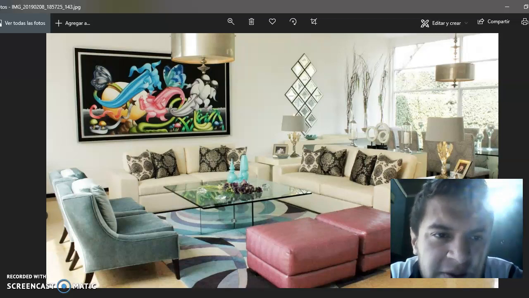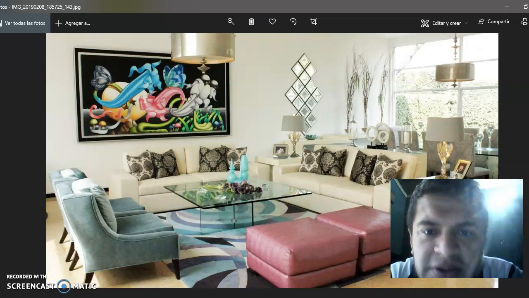with flowers of several colors. There is an old lamp. In this case, we have two. There are two lamps. There are a lot of pillows over the couch. There is a photo close to the lamp, and that's it.